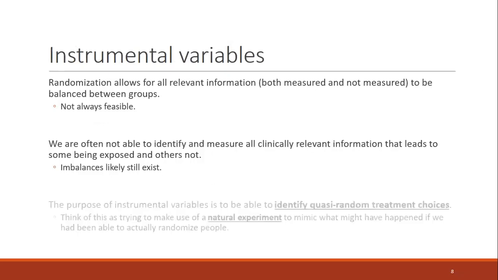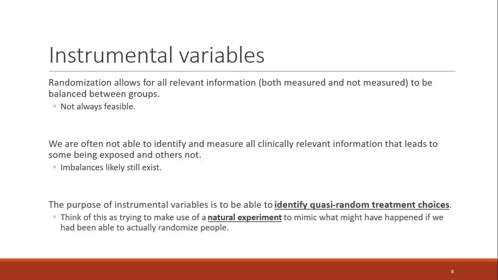So what is an instrumental variable? The purpose of an instrumental variable is to use some variable, and you'll see some examples as we go along, to identify what we call a quasi-random treatment choice. The idea is to really make use of something that's like a natural experiment and to use that to see what might have happened if we actually could have randomized people.